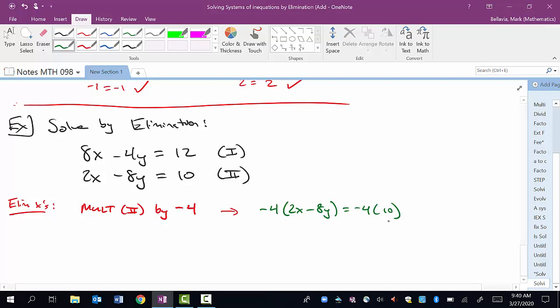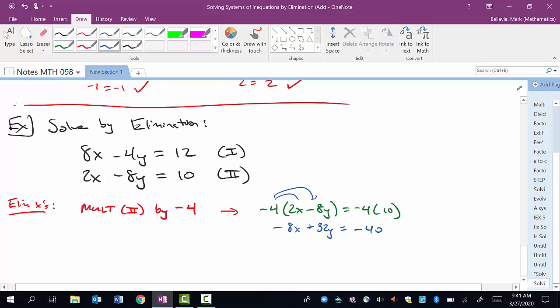Once I have this, I'll distribute through it. This gives me negative 8x, and negative 4 times a negative 8y is a positive 32y, equals negative 4 times 10, which is negative 40. All right, this is my new equation 2.